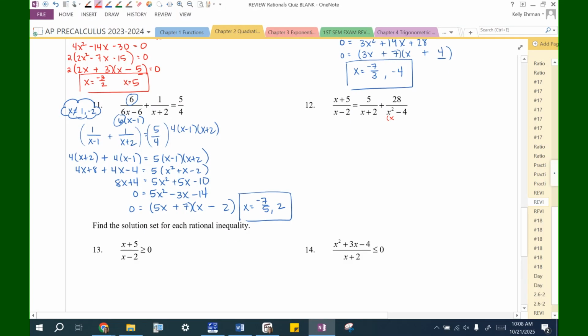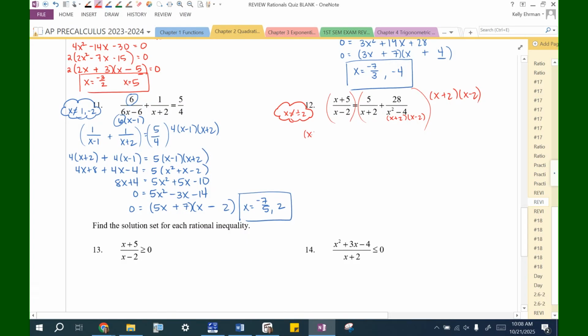Here we can factor this denominator a bit. It's a difference of squares. That shows me that x cannot equal plus or minus 2 for my excluded values. There's nothing to reduce here, so I can get right down to multiplying by the least common denominator, which is x plus 2, x minus 2. So for this one, the x minus 2's cancel.